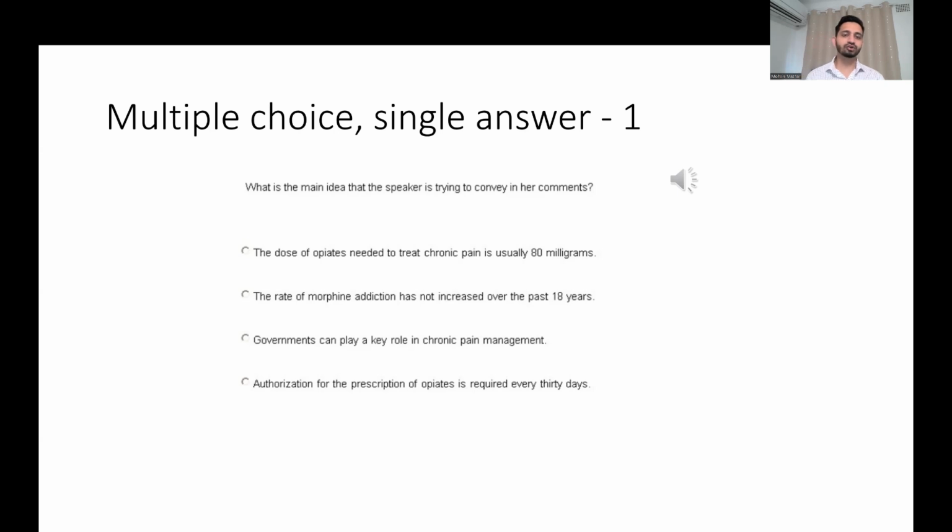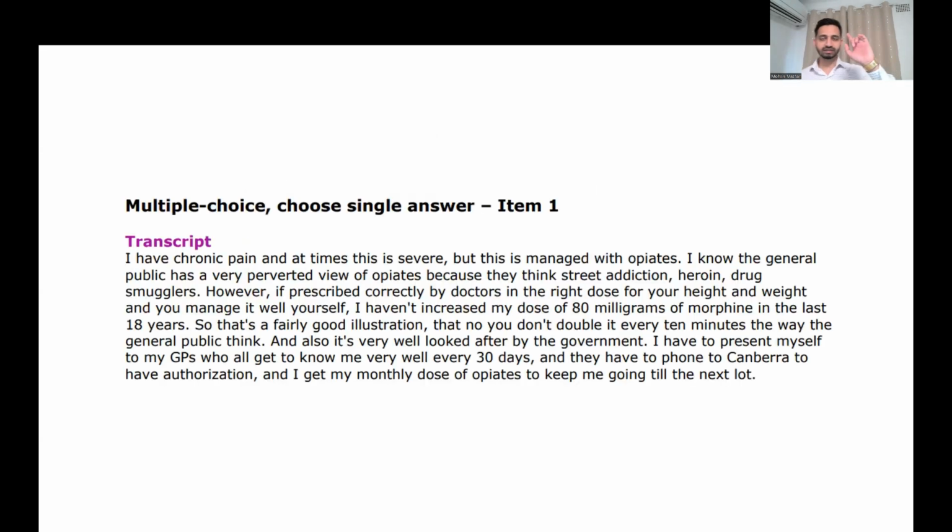Second one, the rate of morphine addiction has not increased over the past 18 years. That doesn't make sense because it's not about morphine addiction, and we can eliminate that. But we're going to look at the options later on. Then we've got governments can play a key role in chronic pain management. And we've got another option, authorization for prescription of opiates is required every 30 days. Okay. Now let's read the transcription.